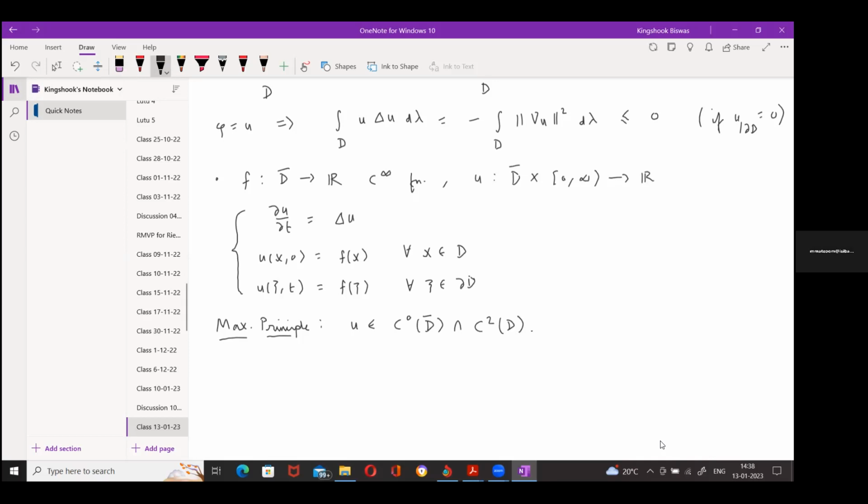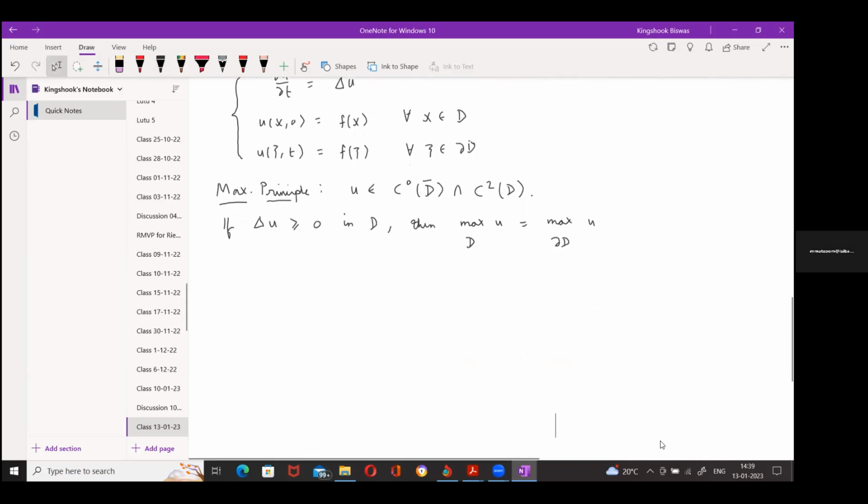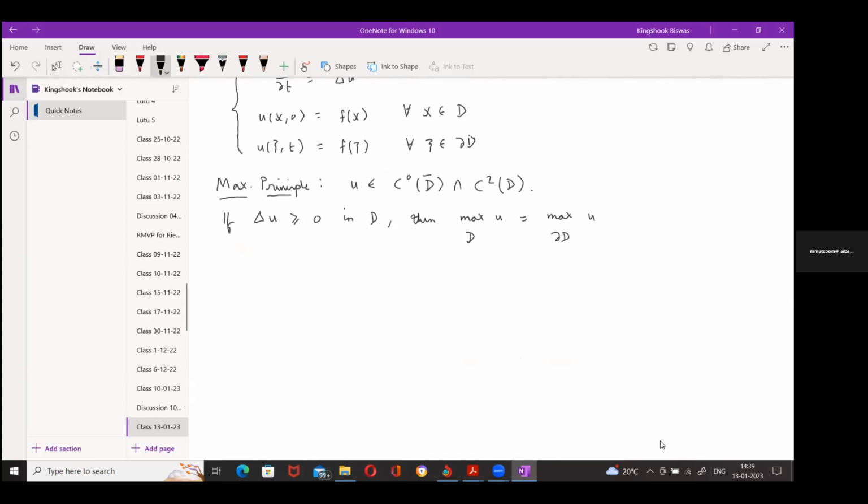and if the Laplacian of U is greater than or equal to 0 in D, then the maximum of U is attained on the boundary. So the maximum over the domain D is the same as the maximum over the boundary of D. Okay. So I can give you a sketch of the proof.